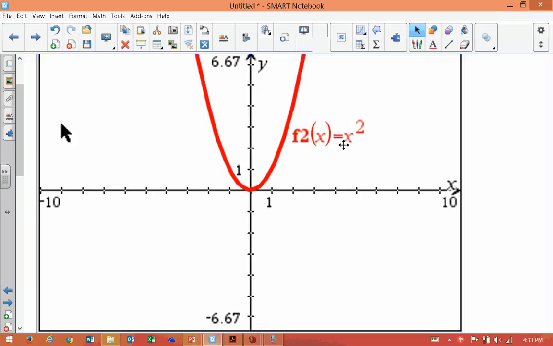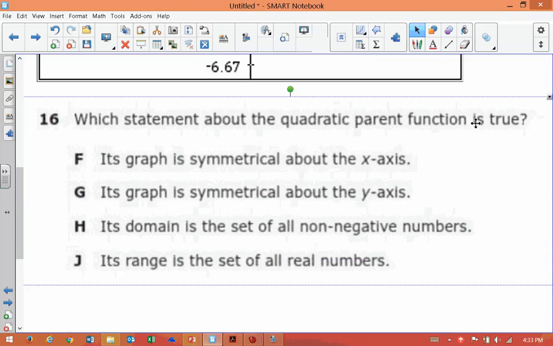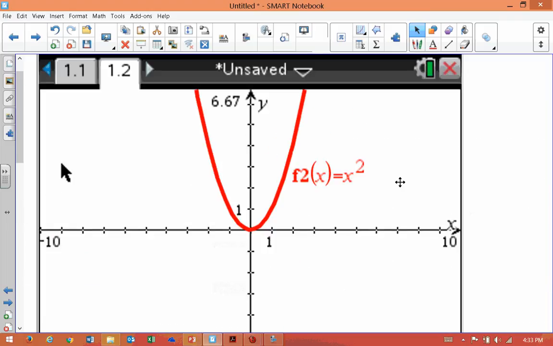Which statement about the quadratic parent function, of course, that's y equals x squared, or f(x) equals x squared, is true? Its graph is symmetrical about the x-axis. Let's look at the x-axis. There's the x-axis. Is it symmetrical about this axis? Absolutely not. It will be reflected. So we can definitely throw that one away.